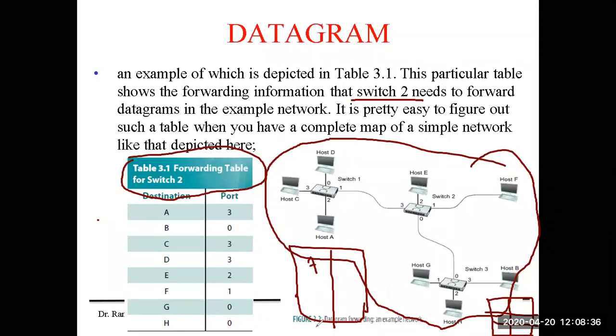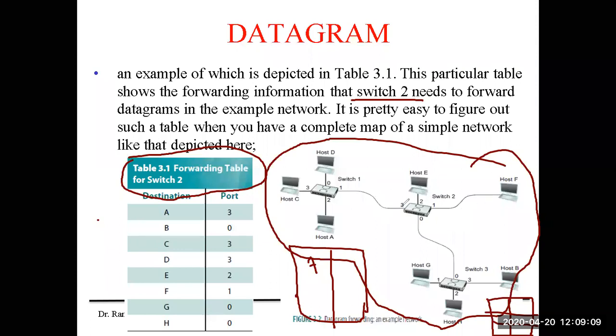A, B, C, D, E, F, G, H, up to H, it is there. Okay, A you can reach through port number 2. B is present in this, so it has to go through switch 2. So the outgoing line for B is port number 1, and C you can reach in port number 3. D you can reach in port number 0, and E you can reach again through port number 1 only.